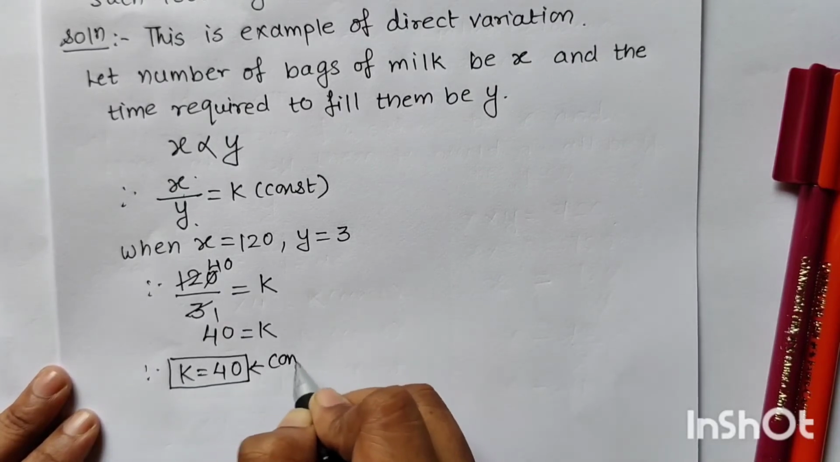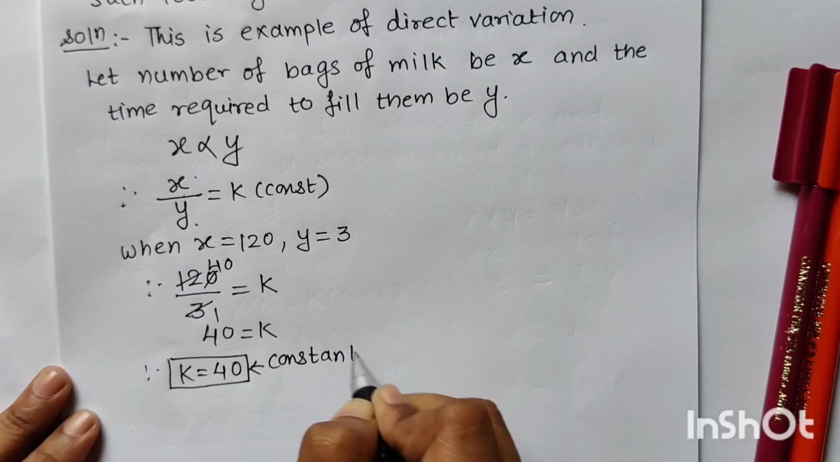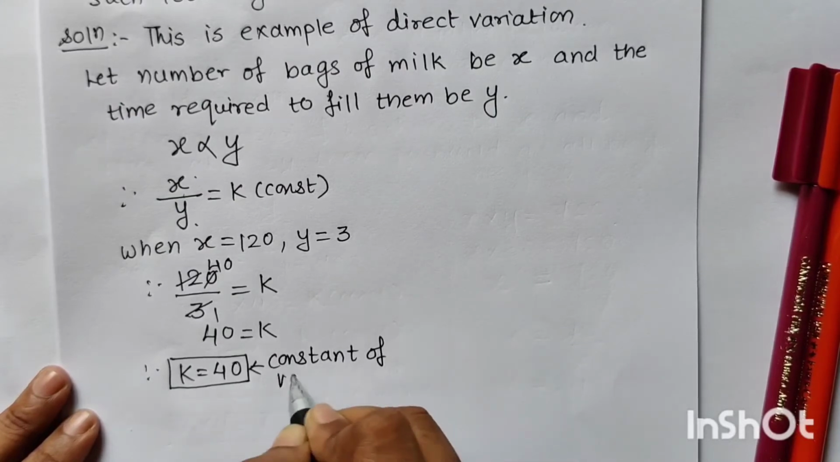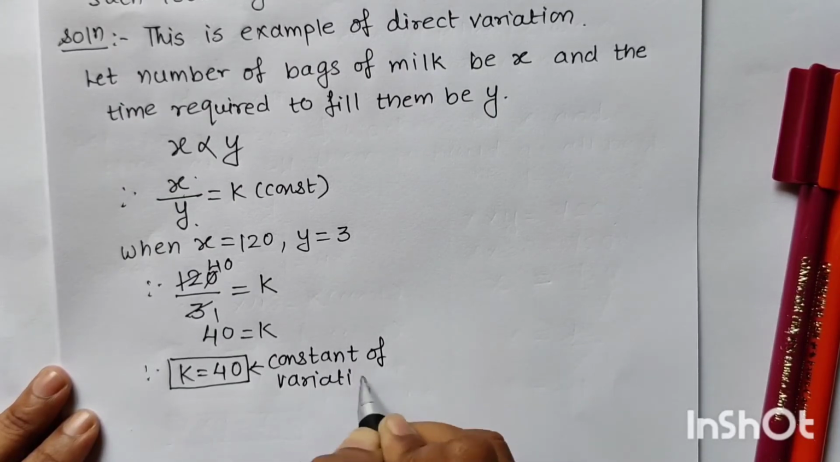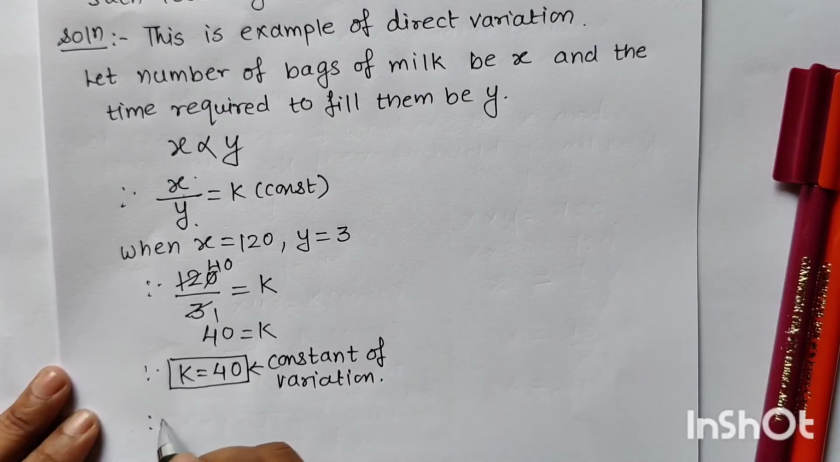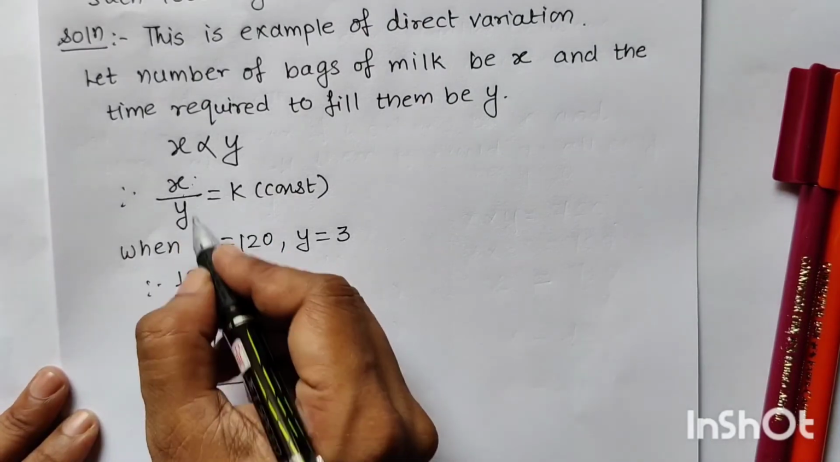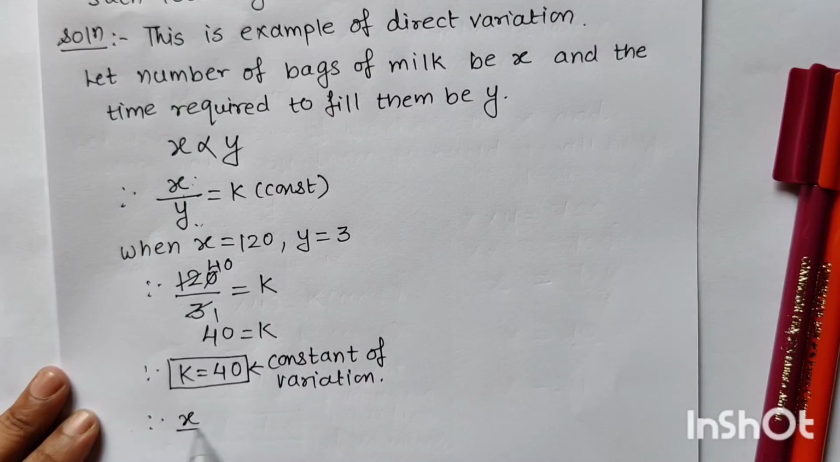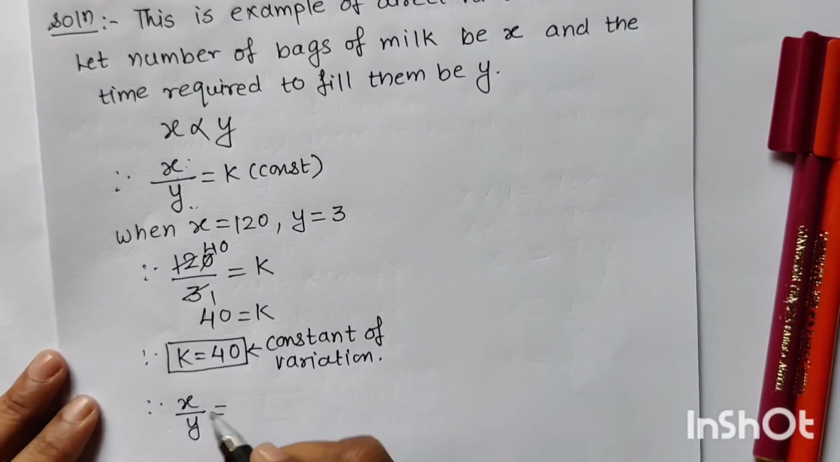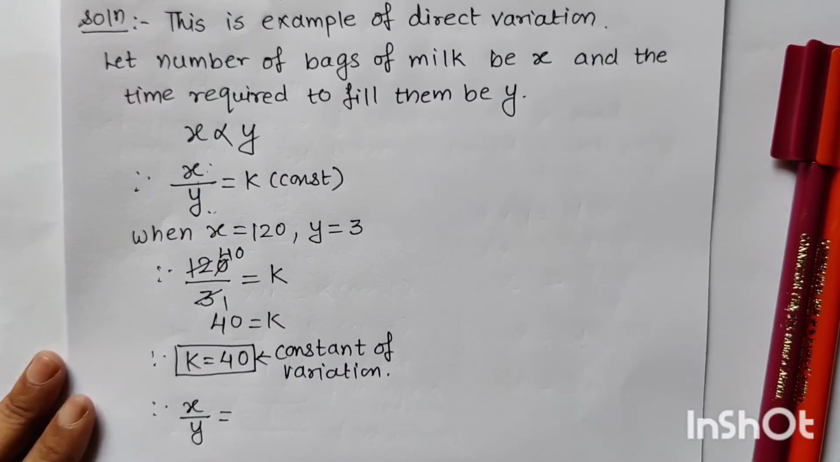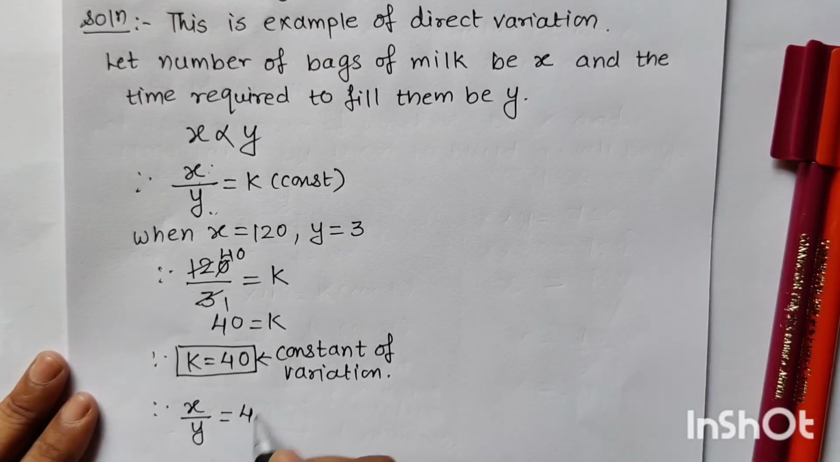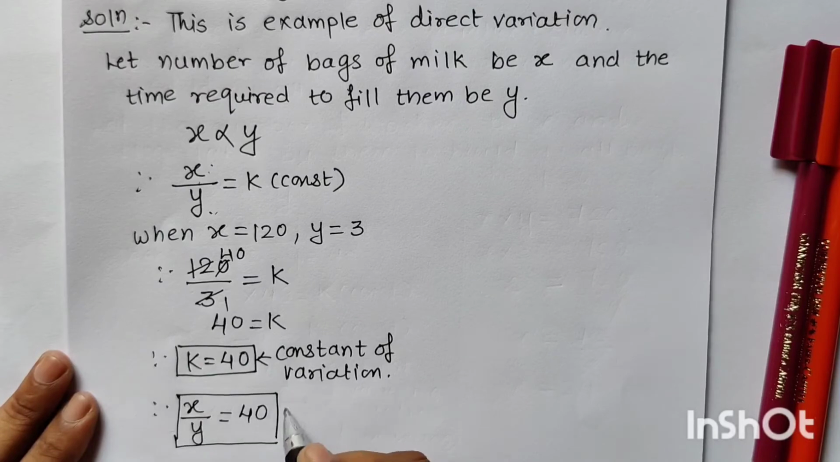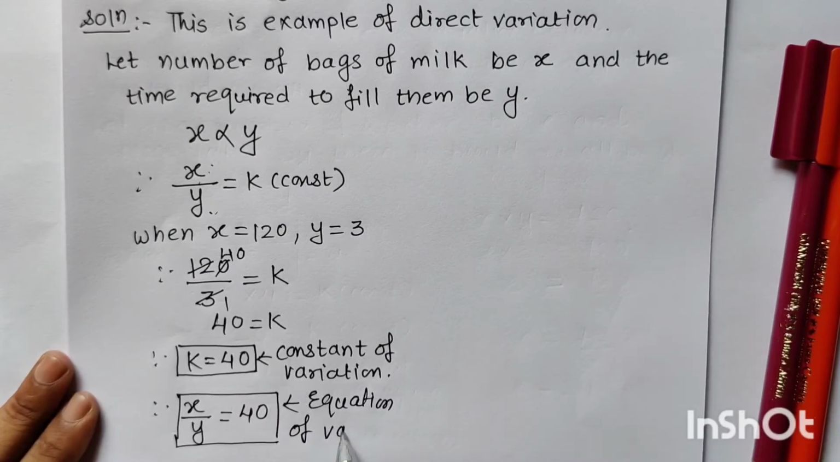Immediately after getting the value of k, you have to write like this. This is the constant of variation. And after getting the constant of variation, we have to write the equation of variation. In this equation, we will put our value of k: x upon y is equal to 40. It is the equation of variation of our sum. So, this is the equation of variation.